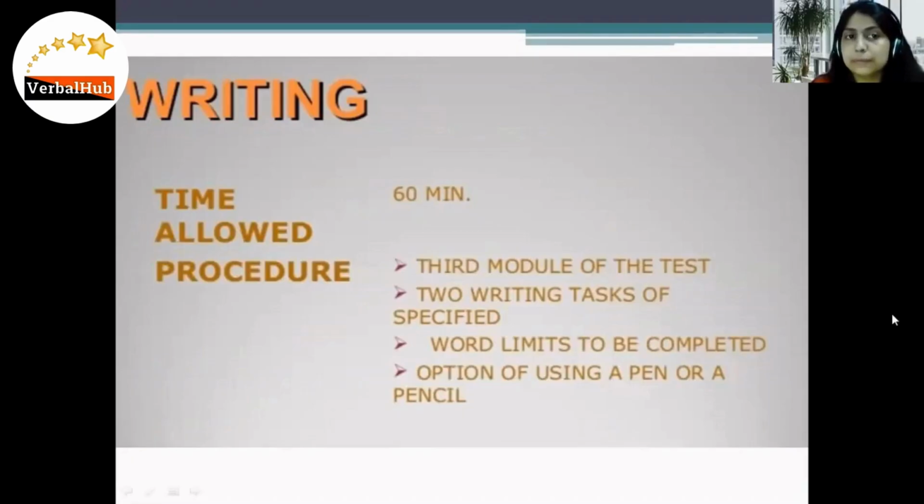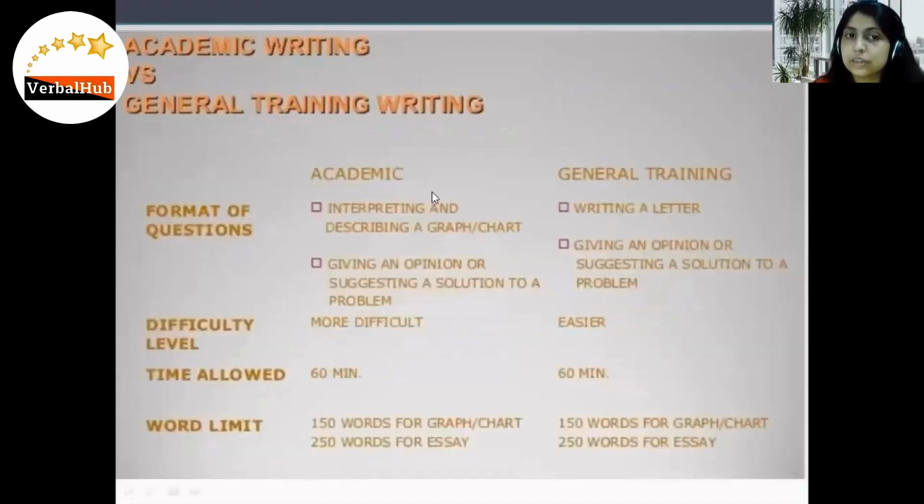Yes, one more thing. Between academic and general, task 1 is quite different. In task 1 of general, we will have to write some letters or emails where opinion matters. But in academic task 1, we will have to interpret some pictures, data, bar diagrams, pie charts, all those. Again, academic is more difficult and general is easier.